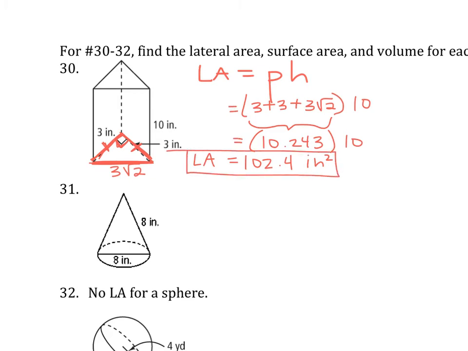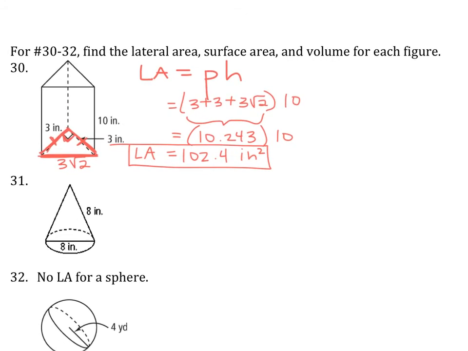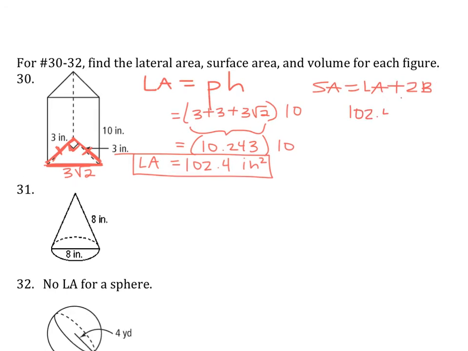Then to find the surface area, we're going to move this over a little bit. Your surface area is your lateral area plus 2 times the area of the base. So we're doing 102.4 plus 2. What's the area of your base? What's the area of that triangle?